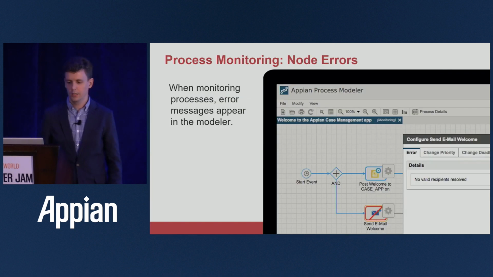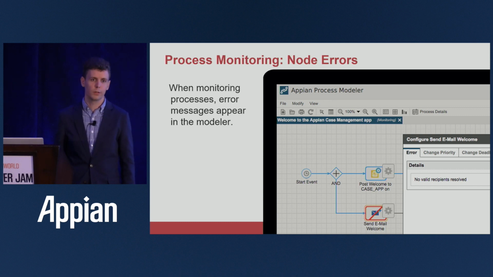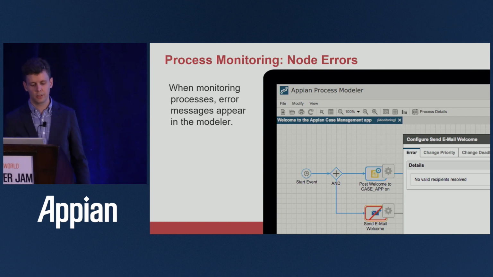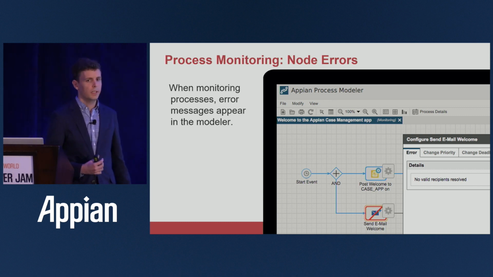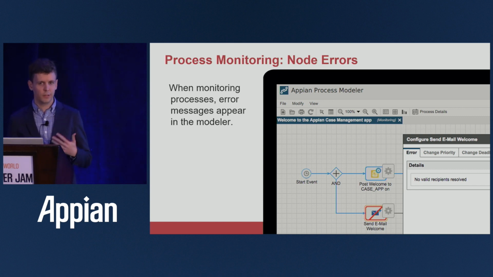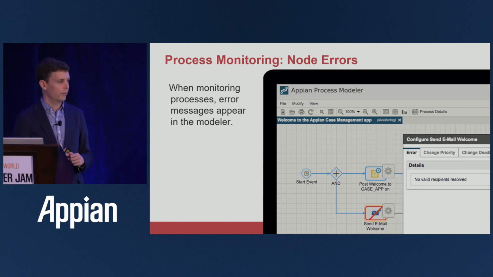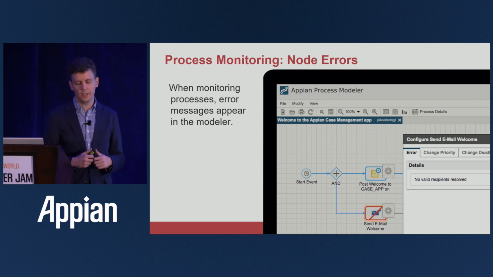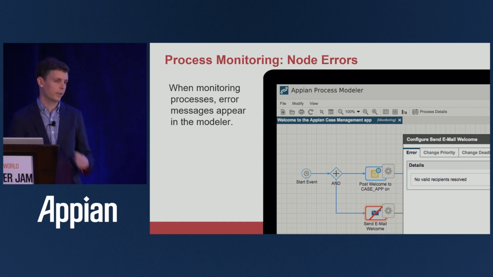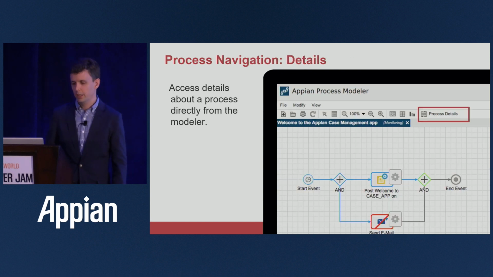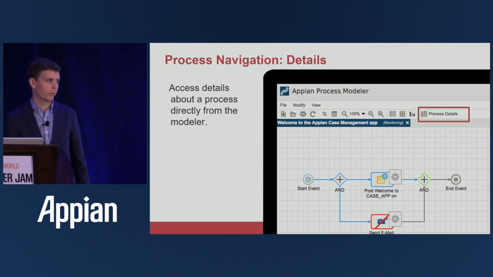We know that's something that is really important, both in development and in a production environment. So in the spirit of reducing the distance needed to understand things and see what's going on, the errors that happen with, say, a node, when you're monitoring that process, you can see the errors right there in the process modeler. You can also jump to the process details.